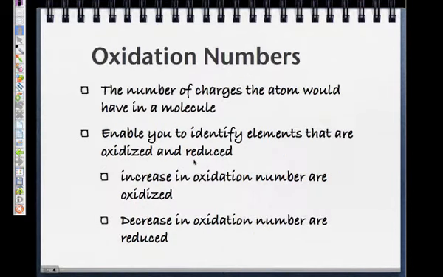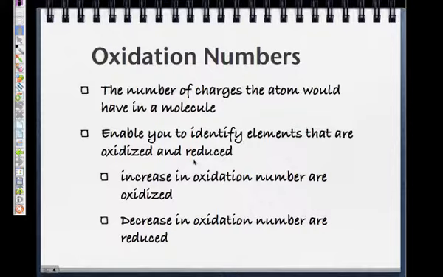We're going to determine oxidation numbers. An oxidation number is the number of charges the atom would have in a molecule, kind of like its charge in a molecule. It's going to help you identify elements that are oxidized and reduced, meaning transfer of electrons. We're talking about where electrons are going in this reaction. If you have an element whose oxidation number increases, it's oxidized.